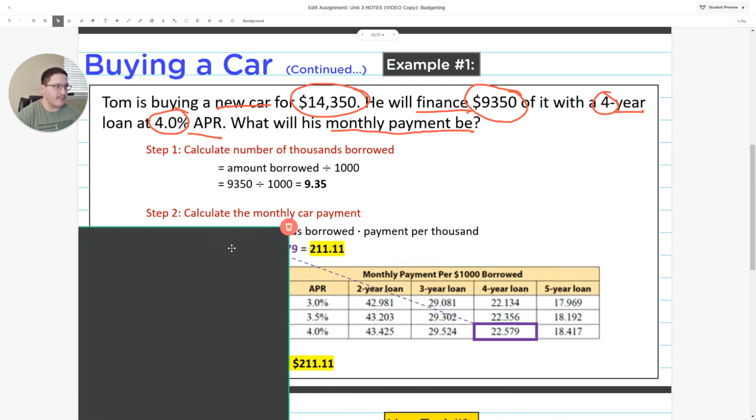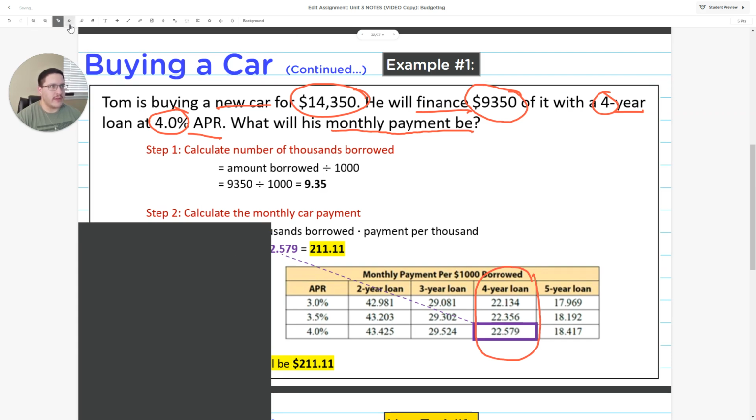So to figure out the payment per 1,000, we're going to use this table right here, which is based off of the APR, which is the first column, and then the amount of years we're taking out the loan, which is at the top row right here. So this is a 4-year loan, which is going to be this column right here, with a 4% APR, annual percentage rate. 4% APR is right here. And we're going to look at their intersection.